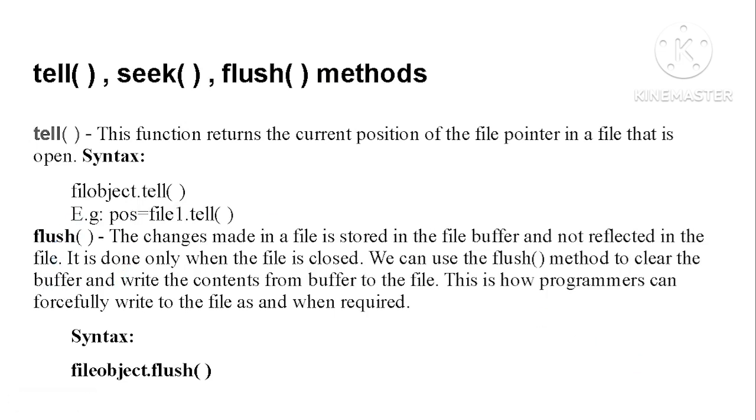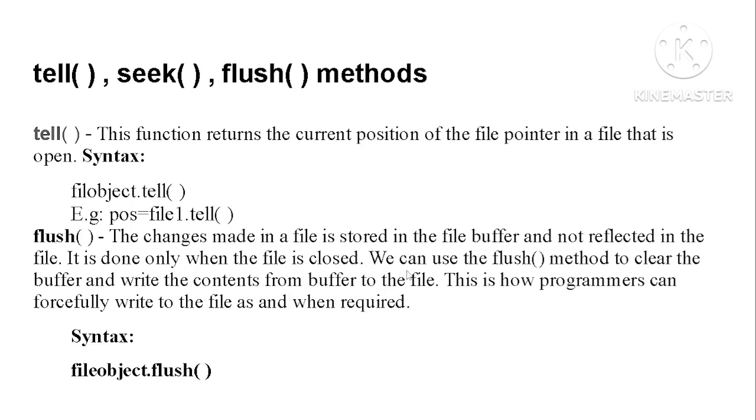Then the next method is the flush method. Whenever you make some changes in a file, the changes that have to be made in the file are temporarily stored in a file buffer, and it is not immediately reflected in the file. Suppose you are writing in a text file. Before closing the file, you try to open it in File Explorer and see what is the content inside. You won't be able to see anything. Why? Because the changes made in the file will be inside a buffer area, a temporary storage area. And the changes are permanently done only when the file is closed.